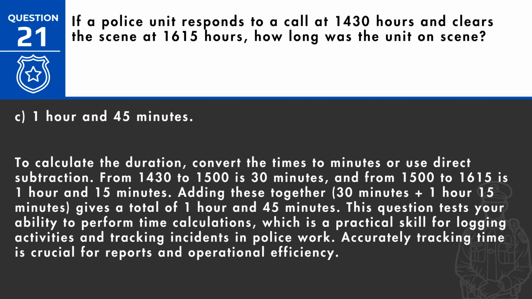Answer: C. 1 hour and 45 minutes. To calculate the duration, convert the times to minutes or use direct subtraction. From 1430 to 1500 is 30 minutes, and from 1500 to 1615 is 1 hour and 15 minutes. Adding these together, 30 minutes plus 1 hour 15 minutes, gives a total of 1 hour and 45 minutes. This question tests your ability to perform time calculations, which is a practical skill for logging activities and tracking incidents in police work. Accurately tracking time is crucial for reports and operational efficiency.